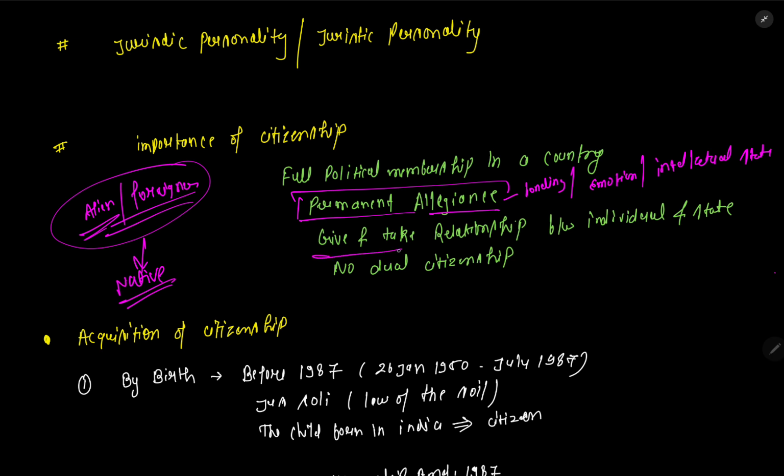The third is give and take, the relationship between the individual and the state. Okay, a give and take relationship. What are they giving and what are they taking? Giving means the state is giving rights to the citizens, and taking means the state wants to avail some sort of duties towards the state.